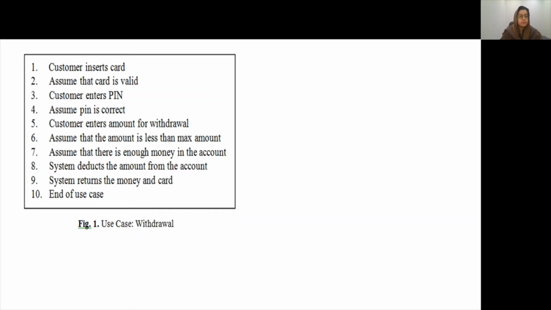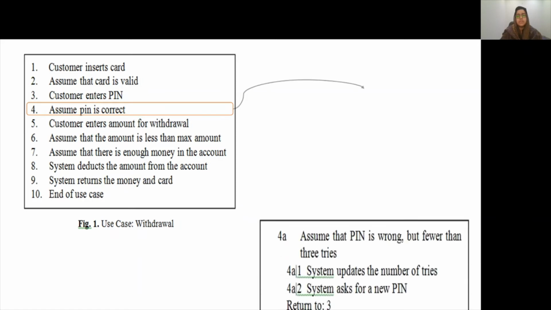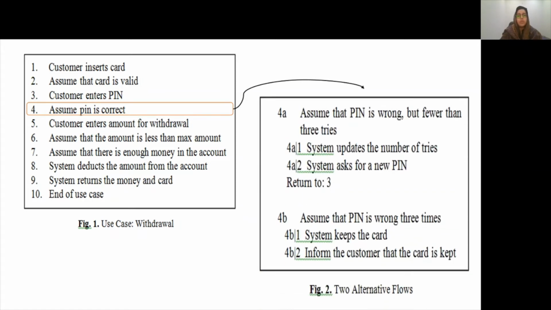However, if we look closely into the steps, or the sequence of actions performed by the end user, we can easily find out that the fourth action assumes that the PIN entered by the user is correct. But actually that PIN results in different scenarios in real life. The PIN could either be correct or wrong. Then of course, in case of a wrongly entered PIN, there is a limit on the tries that a user can have to enter her PIN.